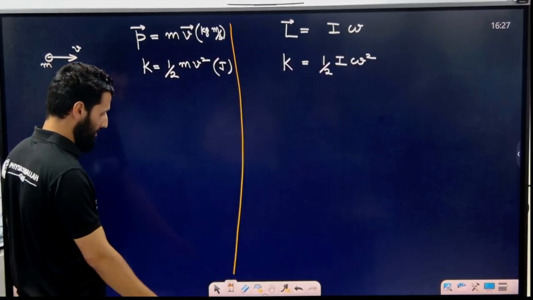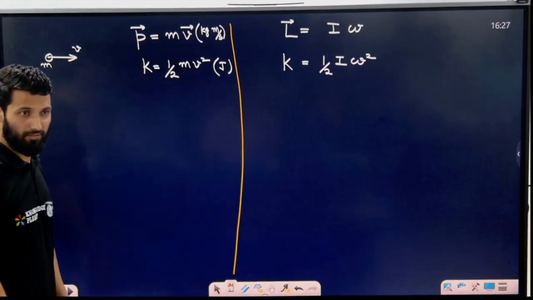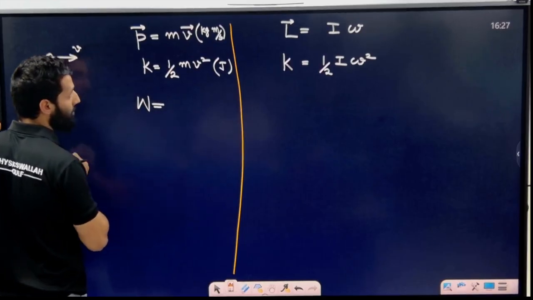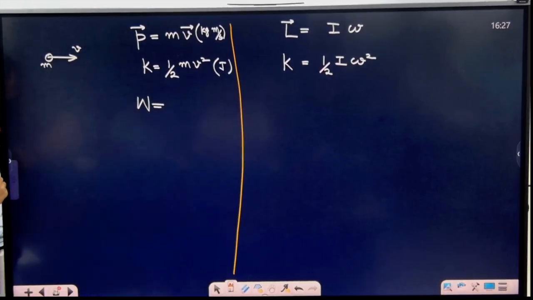After this, what do you write? Nothing, that's it. Can you tell me work, power, energy? What is work equal to? Force dot S.